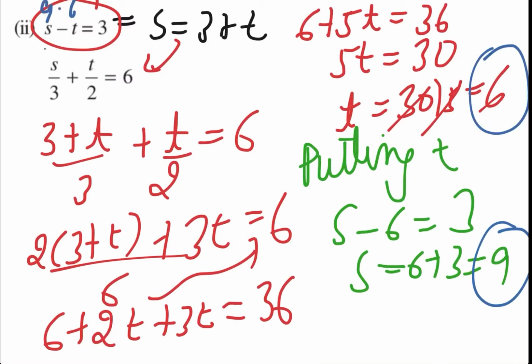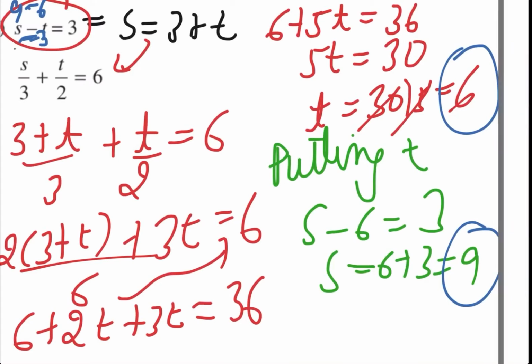9 minus 6, and we know 9 minus 6 is equal to 3, satisfies the equation. That means my answer is correct. Okay, so this was by your substitution method. Next I will be taking up question number 4.